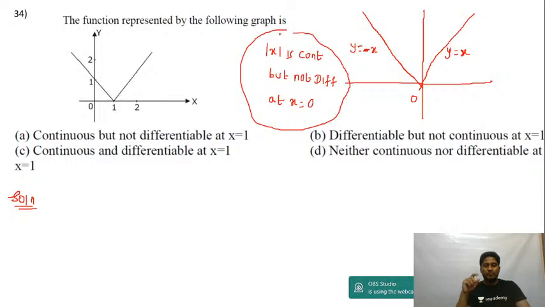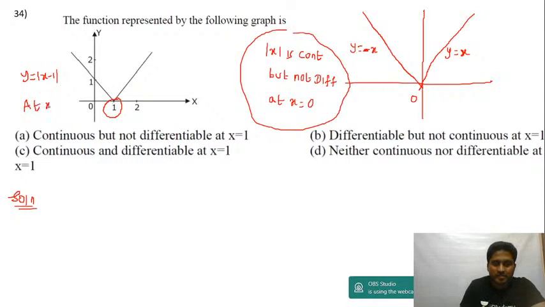There's no break in the graph. So mod x is continuous but not differentiable at 0 because you get a sharp edge at 0. Same logic: if I look into this question, the function represented by this graph is y equal to modulus of x minus 1. You get a sharp edge at 1, so it is continuous but not differentiable at x equal to 1 because you get a sharp edge at 1.